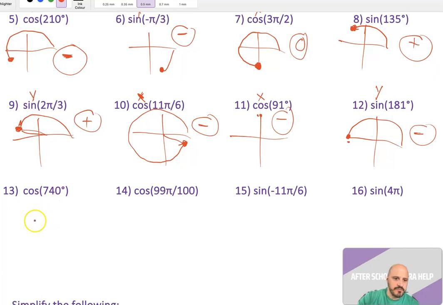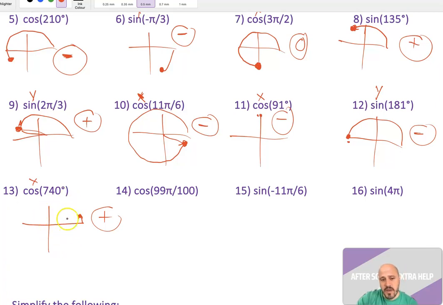And my last couple, cosine of 740. Oh, no, it's such a big number. I don't know what to do. Well, 360 and 360 is 720. So I went around once. I went around twice. I'm at 720. And if I go a little more, 20 degrees more, well, where am I? Well, it's cosine. It's an x value. It's positive, right? It's on the positive x-axis here.